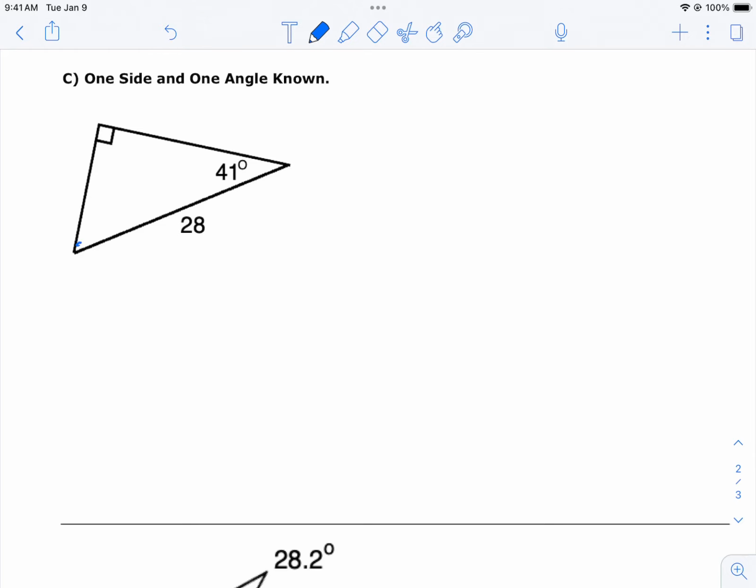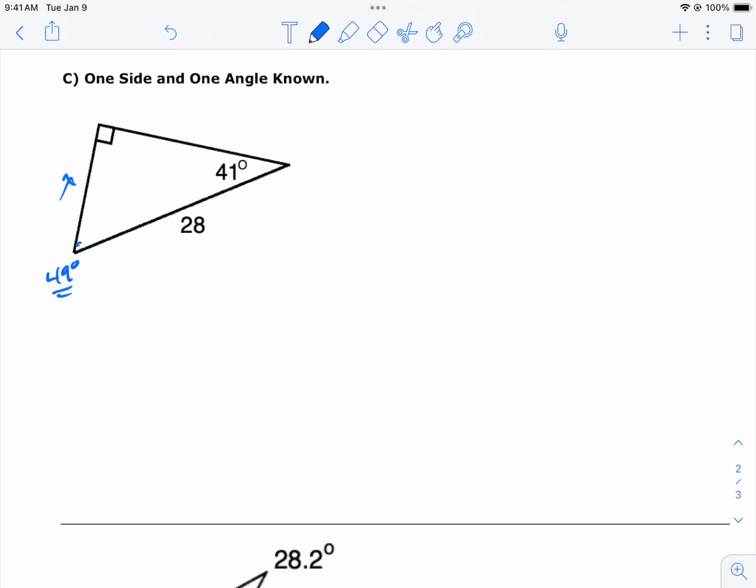So 90 take away 41, what is that, 49? I hope I'm doing that right. I always have to check. 49 plus 41 is 90. Right. So I got the other angle. Woohoo, we're cranking. Problem is we don't know any of these sides. So you're going to have to pick a side and solve for it.